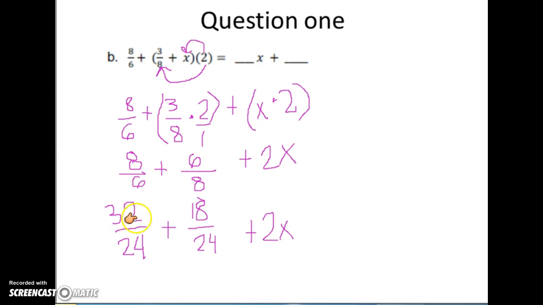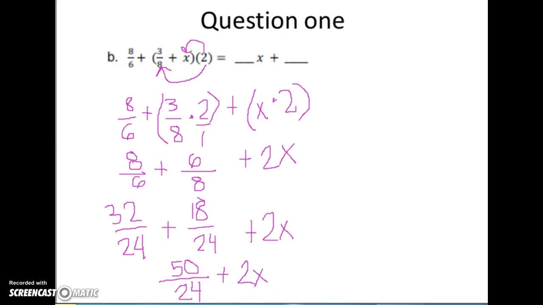Okay, now I've got my two fractions there. They've got similar denominators, so I can combine them. And I'm going to do 50, because that's 32 plus 18. The bottom is just a label. It's the size of my pieces, that's 24ths. And I still have my 2x.